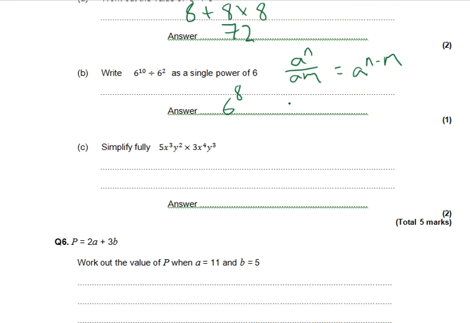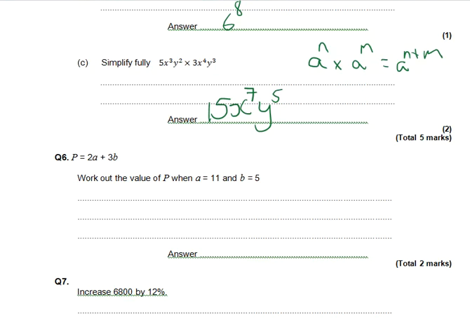Simplifying fully basically means that we need to now make this bit shorter, easier to write. So 5 times 3 is 15. We've got x cubed times x to the 4, so that's going to end up being, remember when it's multiplication you add the powers, so we get x to the 7. And in the y we've got y squared times y to the 3 gives us y to the 5. And again that comes from the index law, a to the n times a to the m is equal to a to the n plus m.